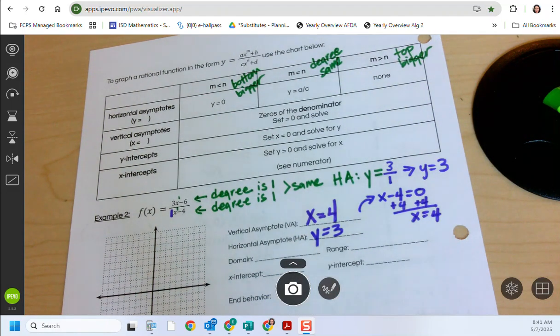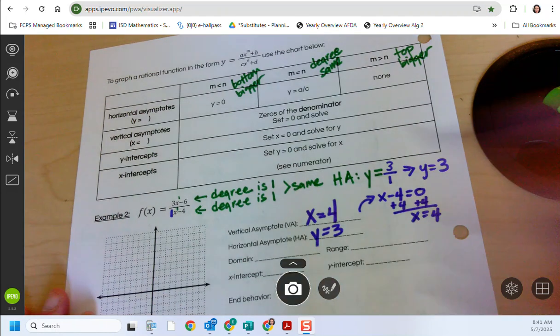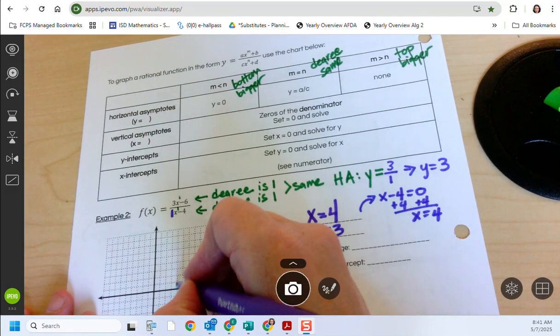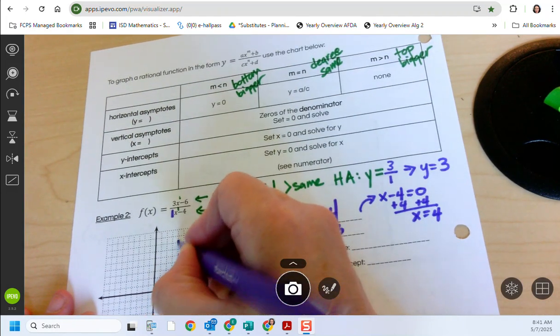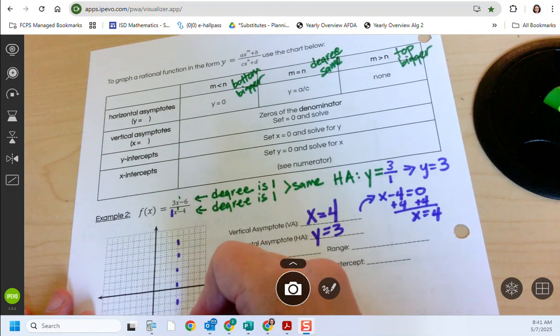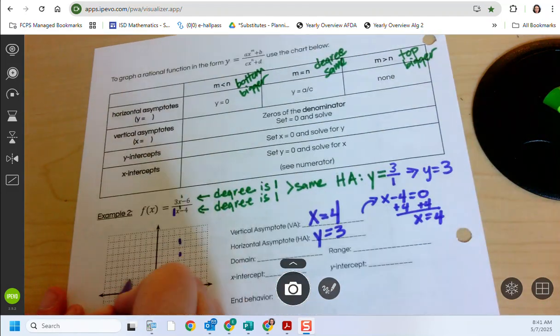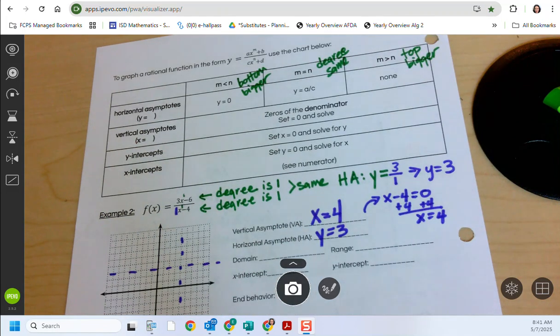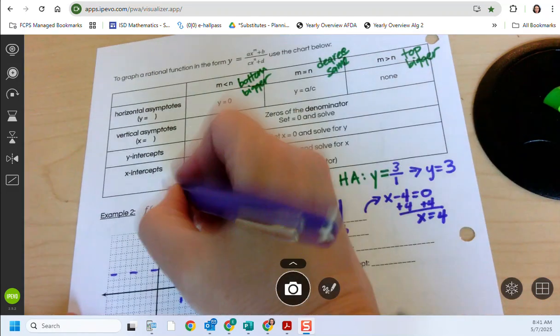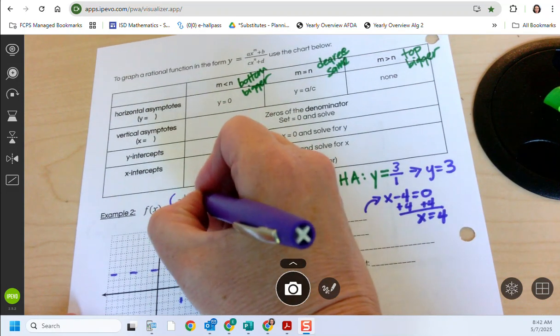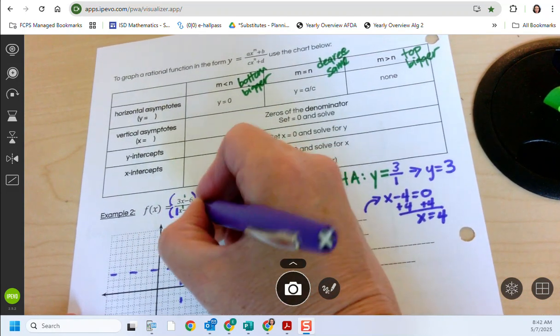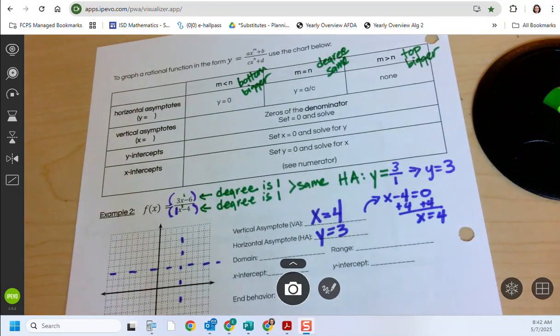All right, let's graph those. Let's graph x equals 4. And y equals 3. All right, then what I would like you to do is put this in your calculator. You will need parentheses to keep your numerator together and parentheses to keep your denominator together.